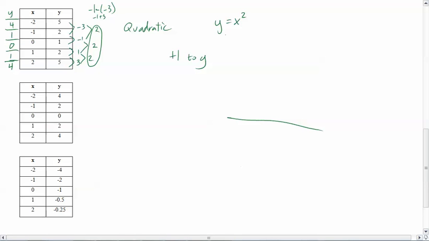Well, I need to add 1 somewhere, right? I need to add 1, in fact, to the outside of the function. And so all I need to do is go y equals x squared plus 1. And that right there would shift my graph up 1 space. It would increase each of the y values by 1. Pretty easy, huh? Here, let's do another one. All right, here we go.